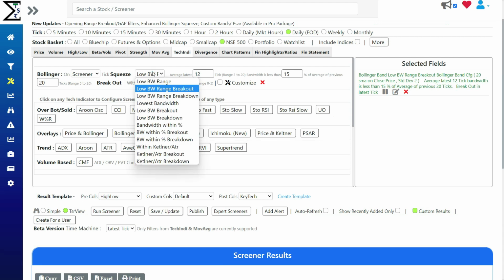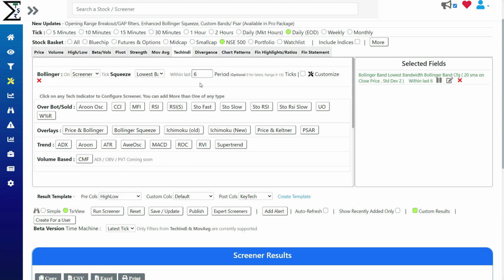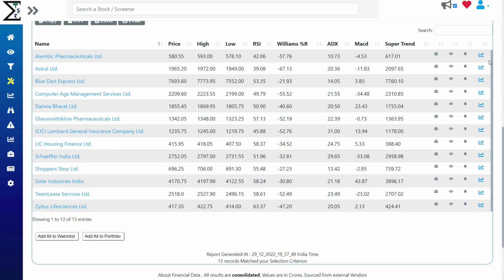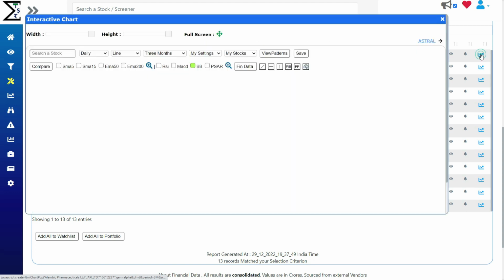Then there are quite a few different kinds of squeeze. One of them is the lowest bandwidth. This is a strategy which a lot of analysts also use, where the bandwidth is lowest in the last, let's keep it as an optional, period. So let's look at these stocks where the bandwidth is really lowest. We find 13 stocks.